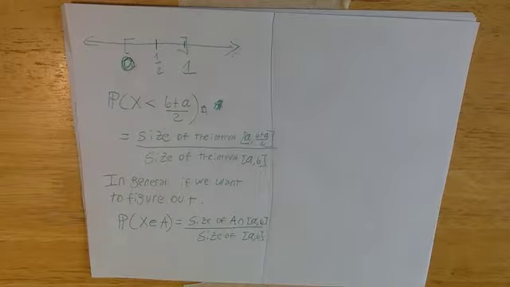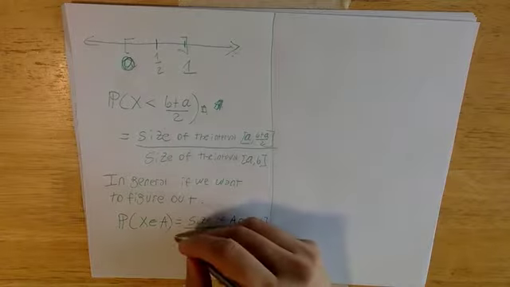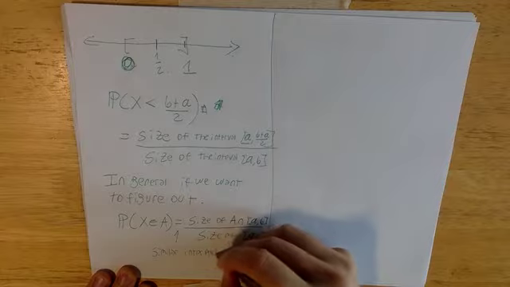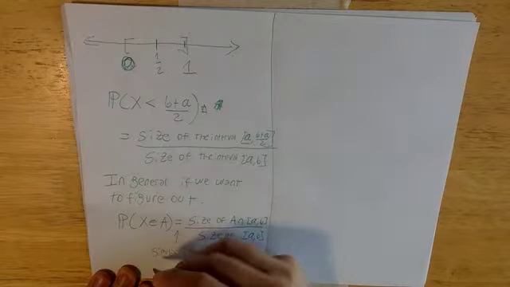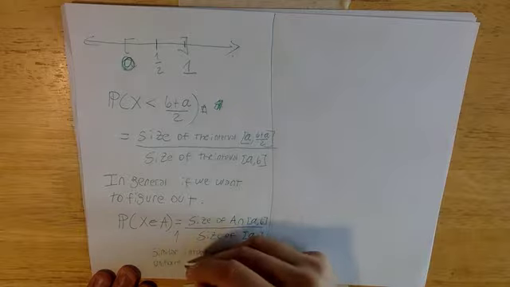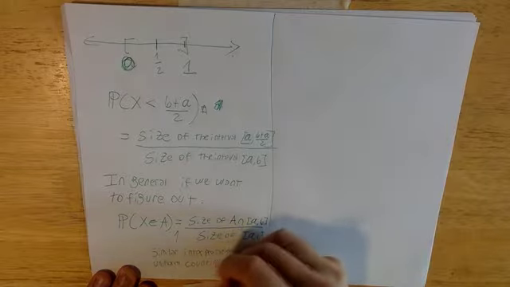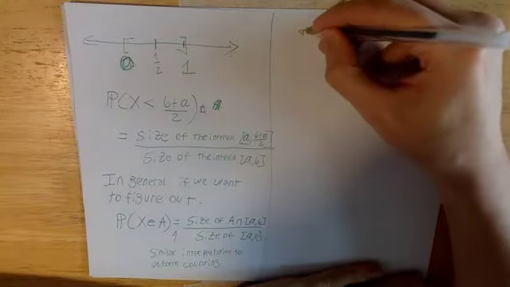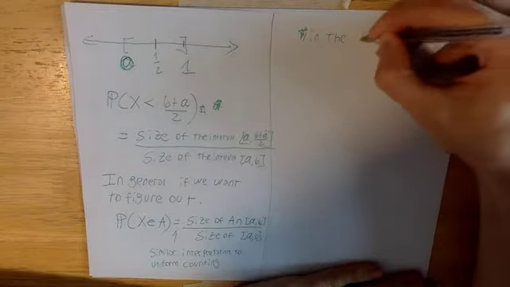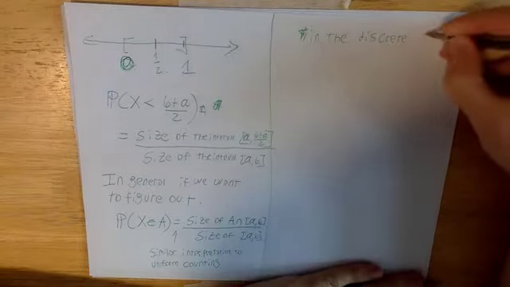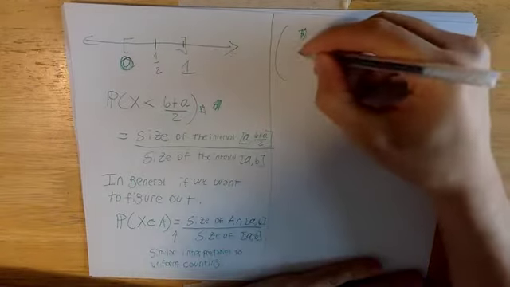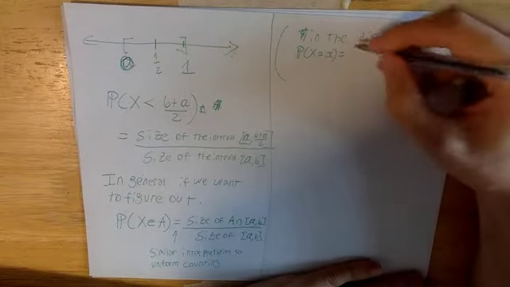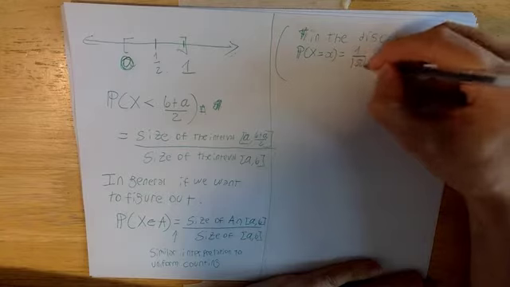Okay, so this is a similar interpretation to uniform counting. This is when you have, in the discrete case, the probability that X is equal to x is equal to 1 over the size of the sample space.